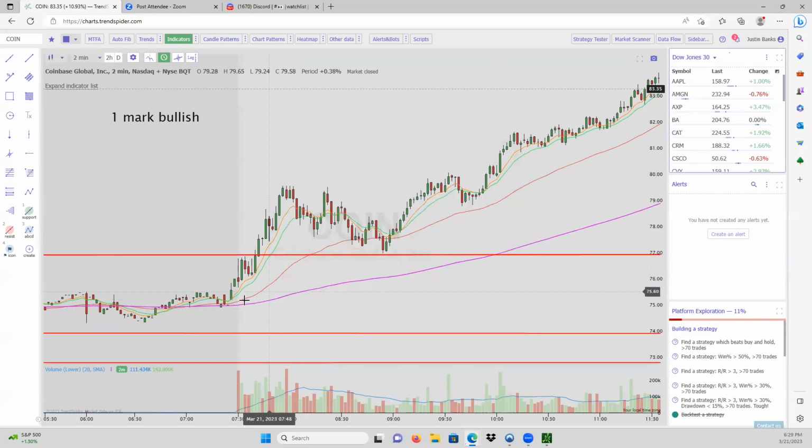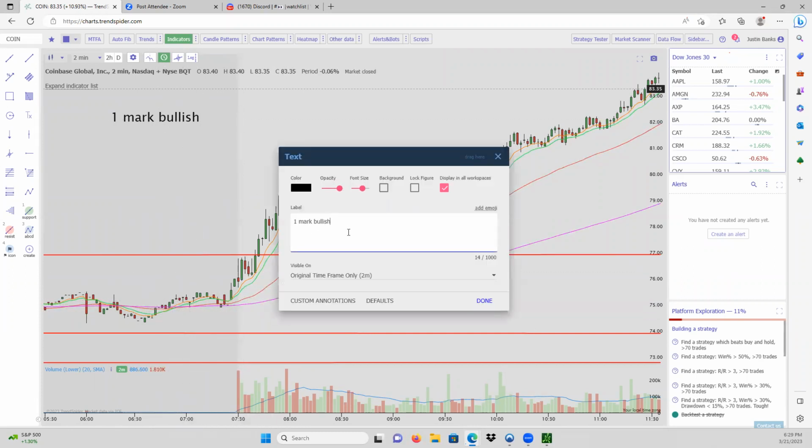Right, we're above the 200 EMA. Do we have the 13/48 cross? We do. And where is it crossing? Well, this green line crossed the 48, this red line, up. Perfect. Now we have 2 marks bullish, right?